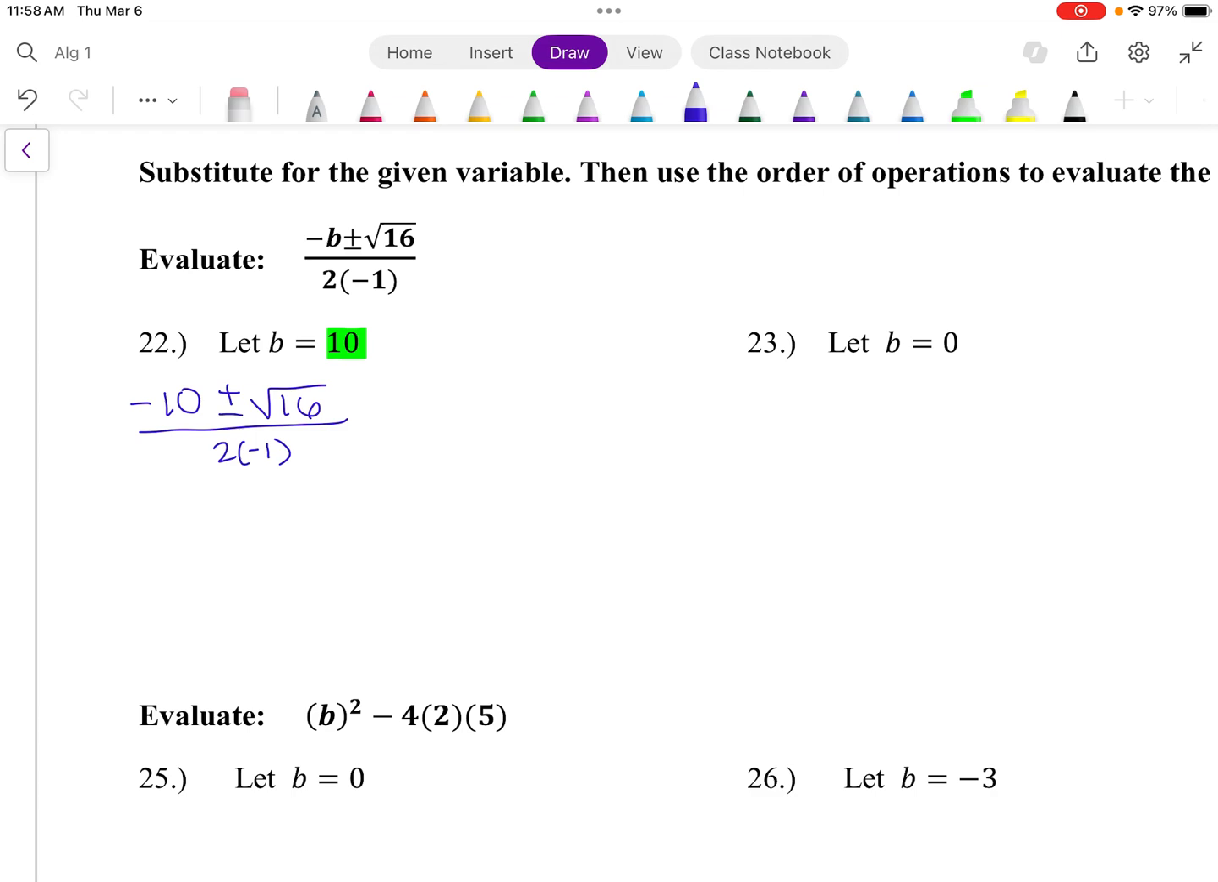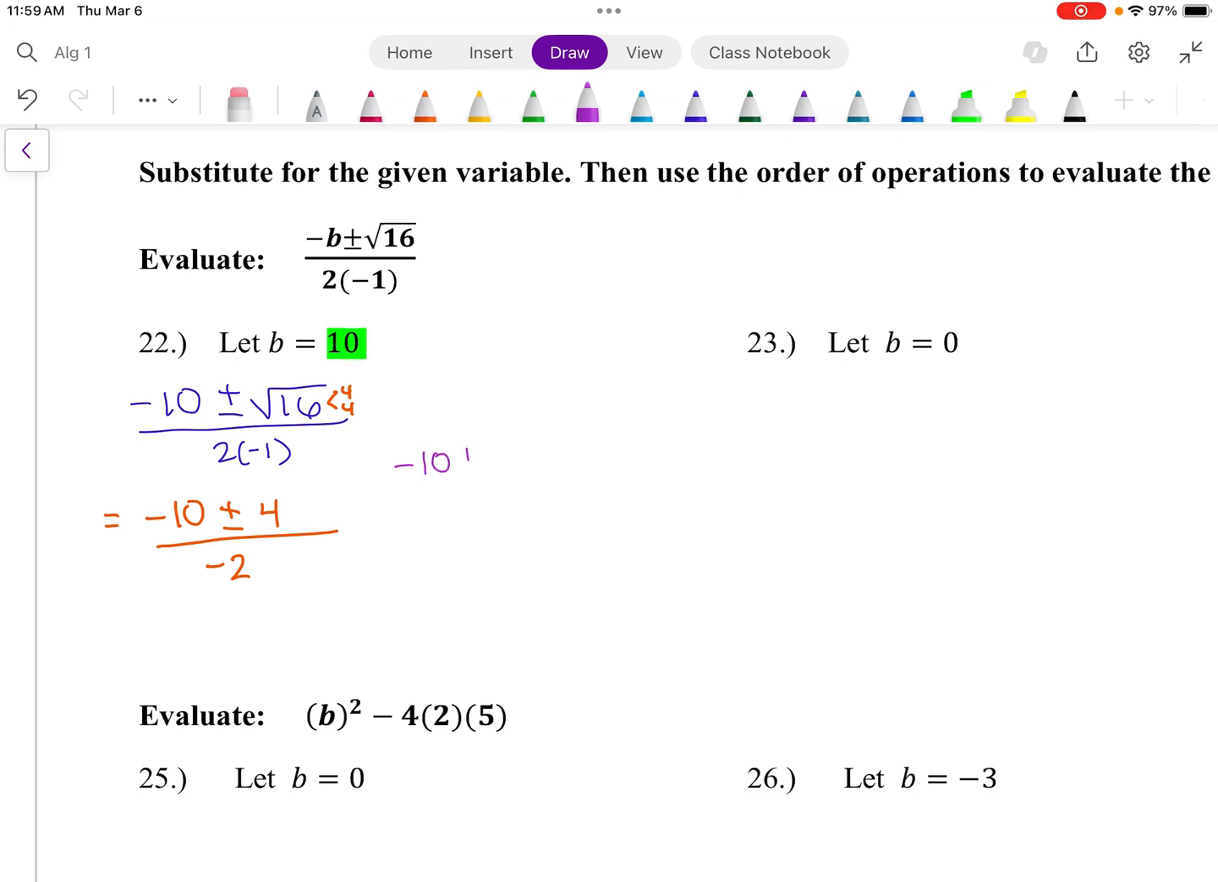Now remember, since it's a fraction, we have to simplify our numerator, and then we can simplify our denominator. Well, I know that the square root of 16 is 4, so this could be rewritten as negative 10 plus or minus 4 over, well, we know that 2 times negative 1 is negative 2. Okay, so we're almost done. Remember, the plus or minus means we have two different options.